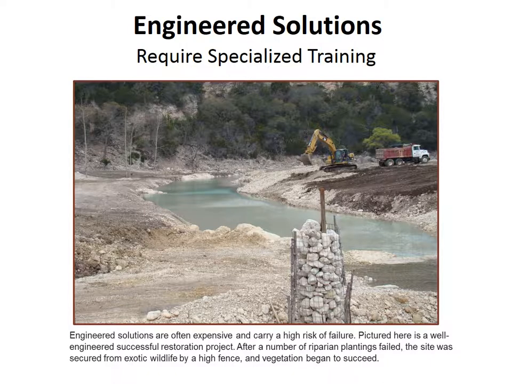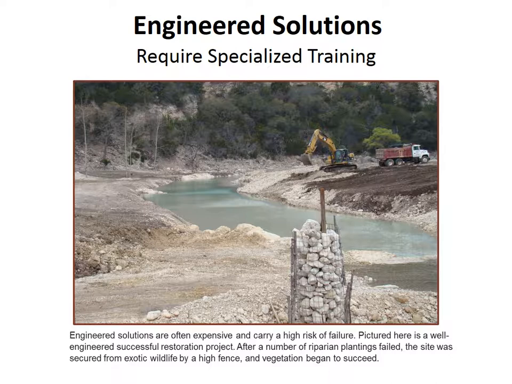Engineered solutions are often expensive and carry a high risk of failure. Pictured here is a well-engineered, successful restoration project. After a number of riparian plantings failed, the site was secured from exotic wildlife by installing a high fence, where vegetation began to succeed. There are relatively few engineers in Texas who currently have this kind of experience.